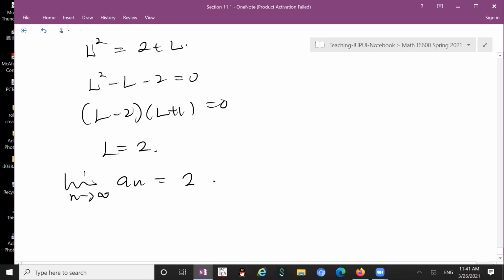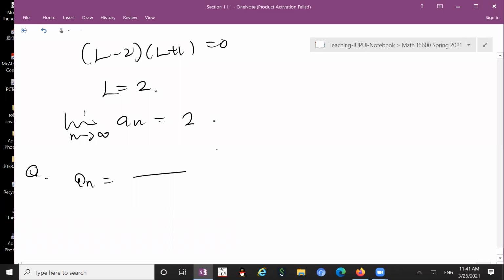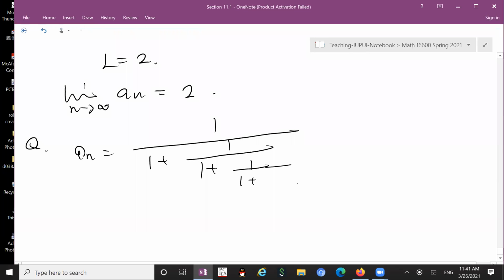And similarly, you can solve another problem. Yeah, let's take a look at another problem. Okay, a_n equals 1 over 1 plus 1 over 1 plus and so on. Not infinitely many, but here we still have finitely many, right? So this is a 1 over. Let's put it this way.